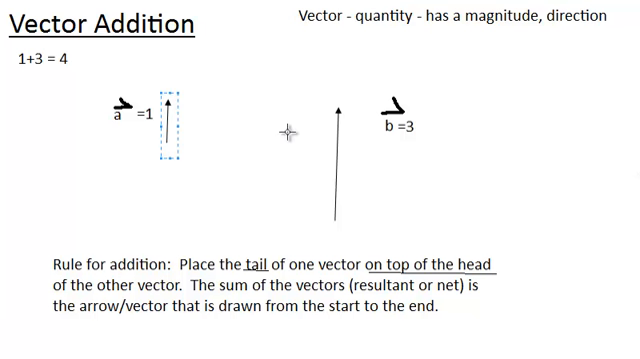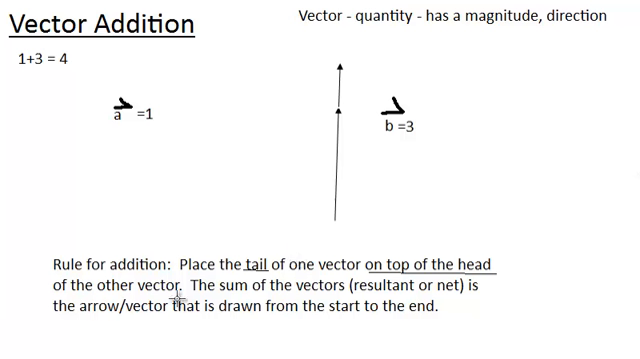So what do the rules say? Place the tail. Now, where's the tail? Obviously, this is the arrowhead, so this has to be the tail. So place the tail on top of... oh man, Paint cuts it off. But anyway, we're going to place it on top of the head of the other vector.